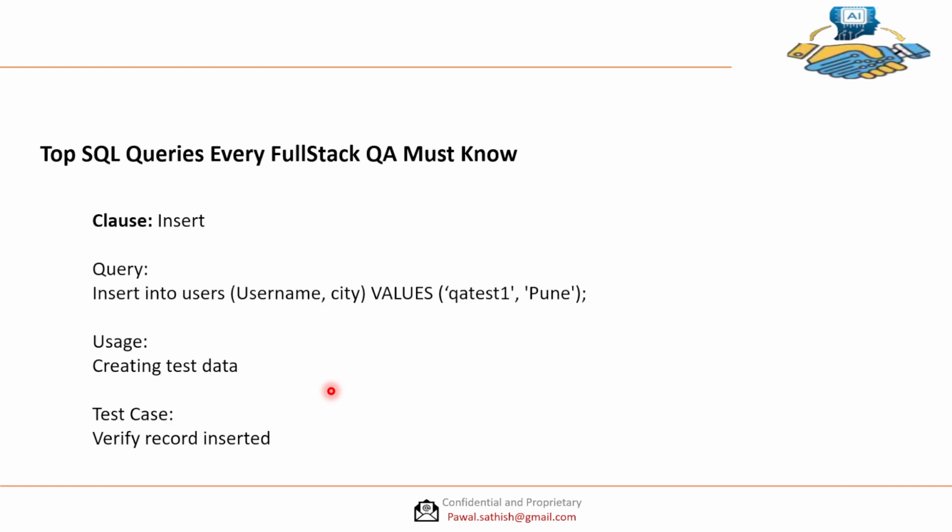Next is the insert clause. This is the syntax: insert into table name, and we need to give the attribute values. Basically we use the insert clause when we need to insert the data in one go from the backend. Usually the functional team enters the data one by one through the application, but as part of performance testing, if we need to create a lot of users, like more than 100 or 50, in that case we can do it in one go using the insert clause.